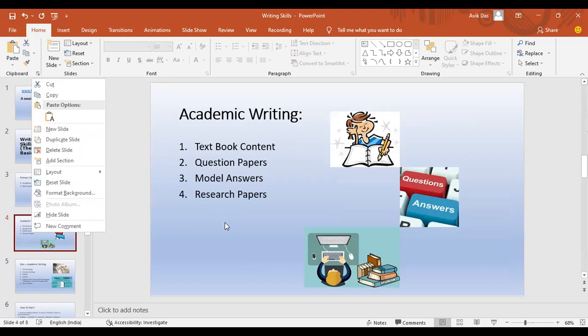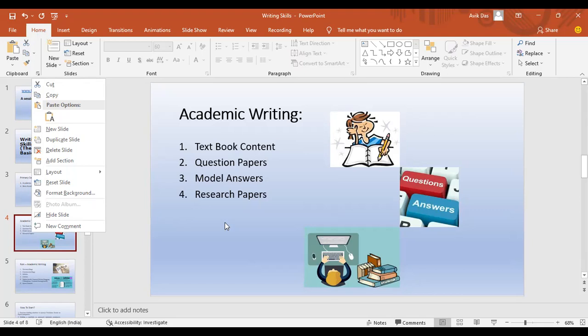Question making is also an academic writing skill, because how you are framing the questions from the textbook content is very important. When your target readers, the students, are checking the question papers, they'll be solving the questions. So how will that impact them? Your question should have diversity, your question should be different. So that's a different skill.